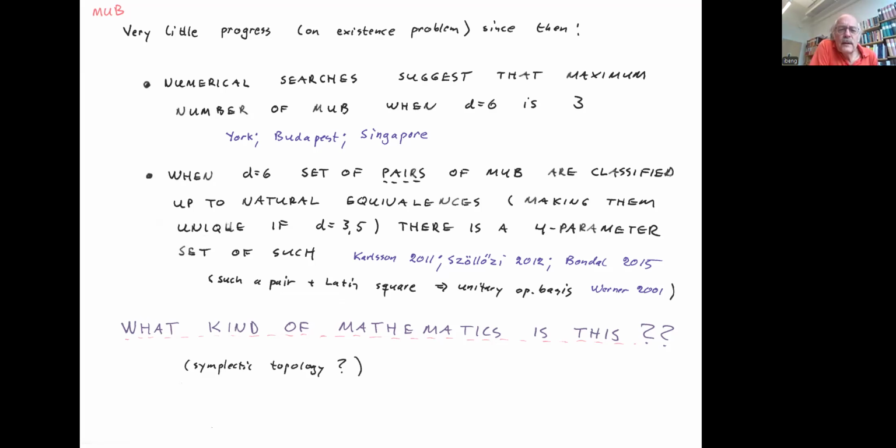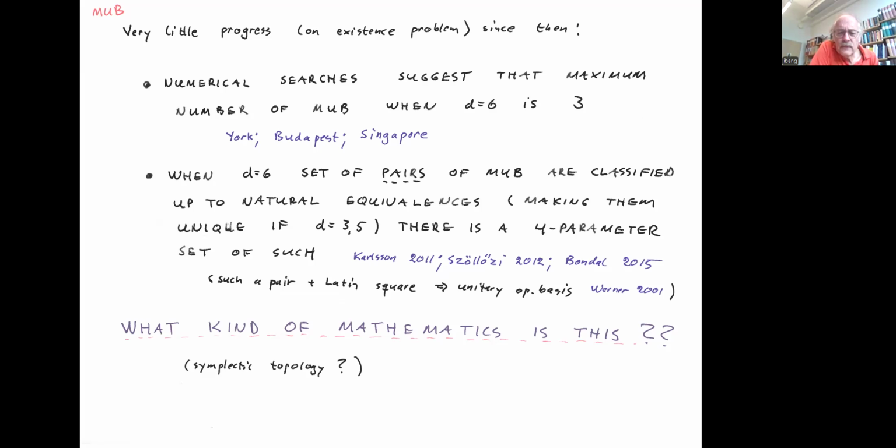If you consider dimension 6, or actually any dimension, you can classify the set of pairs of mutually unbiased bases. You don't ask for a complete set, just a pair. Then you try to classify those up to natural equivalences. If you do that in dimensions 2, 3, and 5, you find that up to these natural equivalences, there's only one pair of mutually unbiased bases. But in dimension 6, there's a 4-parameter set of those.